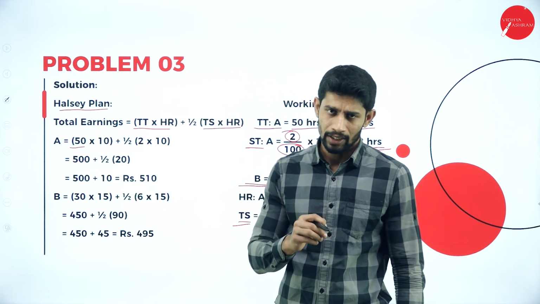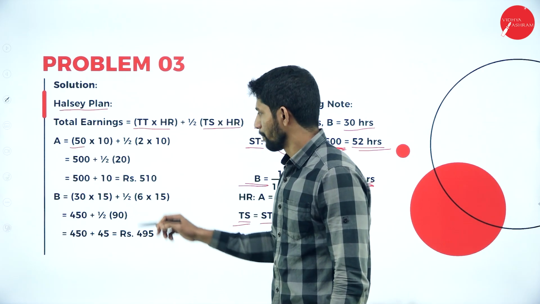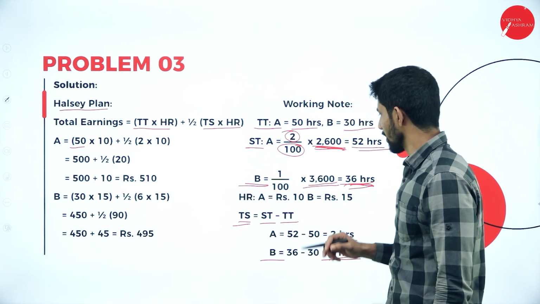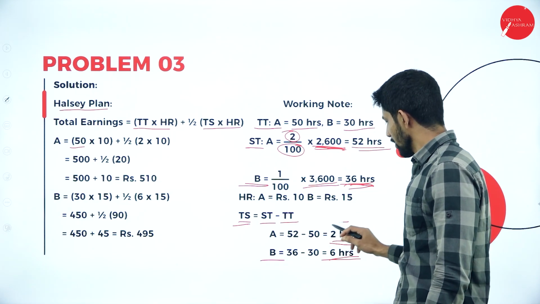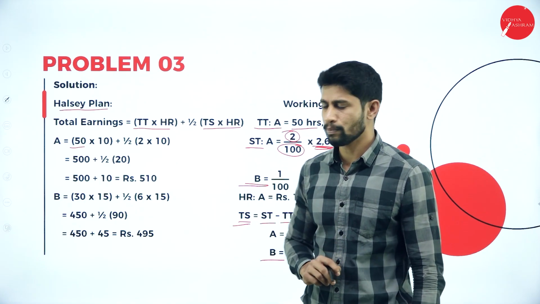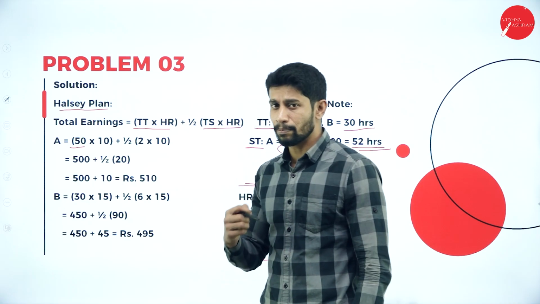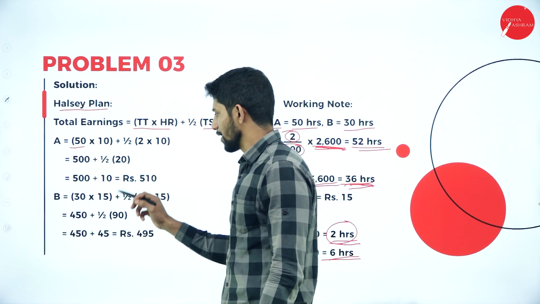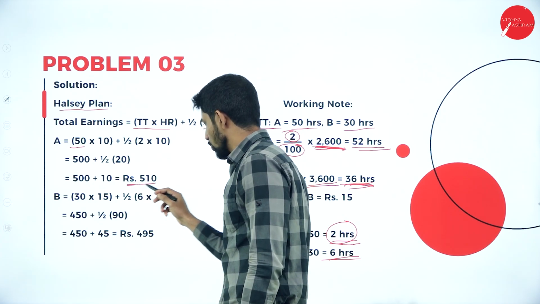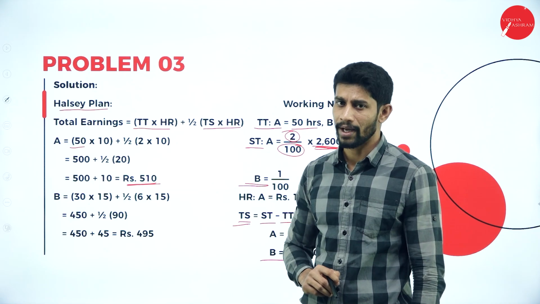50 hours into 10 rupees per hour, plus half of time saved. What is the time saved by Mr. A? You can see here, 2 hours. So 2 hours into the hourly rate of 10 rupees per hour. So 50 into 10, you will get 500, plus half of 20, you will get 10. So 500 plus 10, 510 is the total earnings of Mr. A, that is worker A under the Halsey plan.